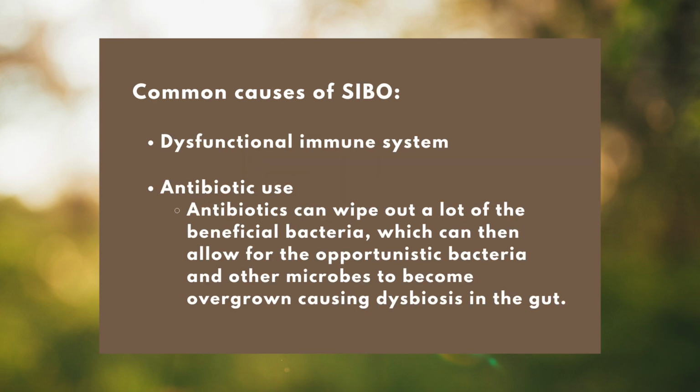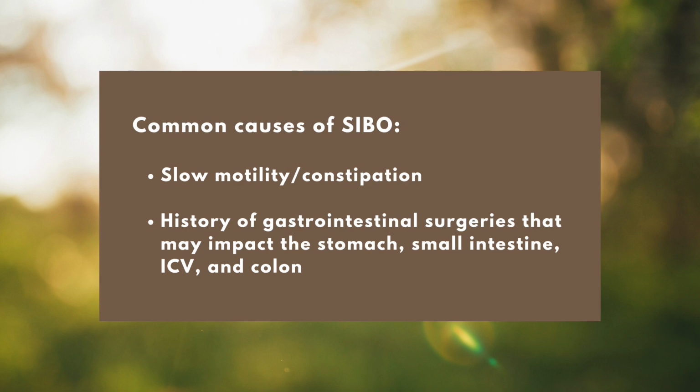Next on the list is dysfunctional immune system, followed by antibiotic use. Antibiotics can wipe out a lot of the beneficial bacteria, which can then allow for opportunistic bacteria and other microbes to become overgrown, causing dysbiosis or imbalance in the gut. Next is slow motility or constipation. And finally, a history of gastrointestinal surgeries that may impact the stomach, small intestine, ileocecal valve, or colon.